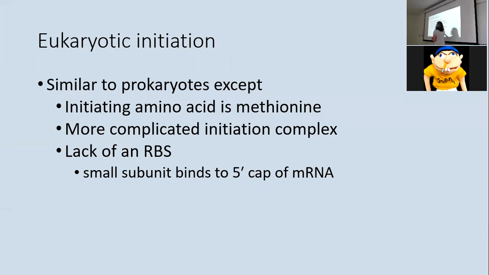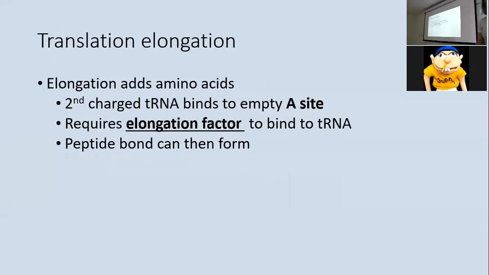That's fine. And we don't have this ribosomal binding sequence because remember we have on our transcript this little cap, right? That little 5' cap. And it's going to work like an RBS. The small subunit's going to recognize the cap and pull that 5' end into the ribosome, right? So we can initiate.